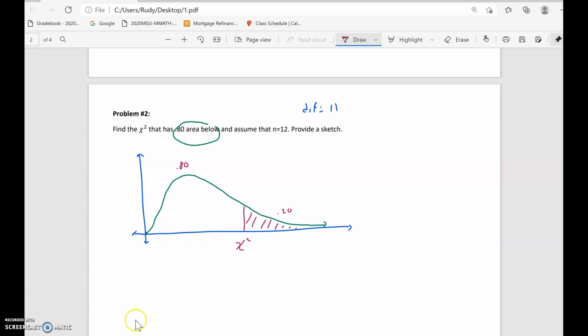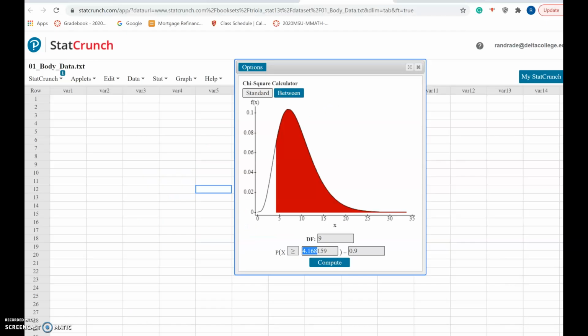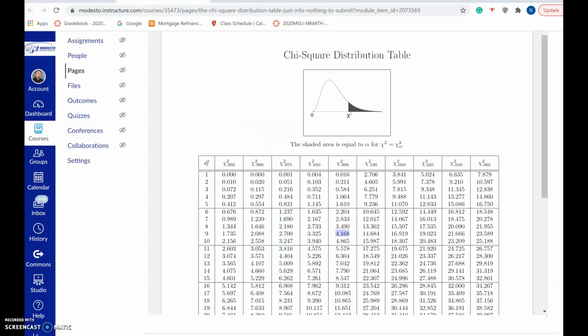So let me go to the table. So 11 degrees of freedom. This is 11 degrees of freedom. And then the closest to 0.20. The closest to 0.20 is going to be here. So in this case, 11 degrees of freedom, 0.10 is the closest. That's 0.05, 0.025. Yep, 17.275.